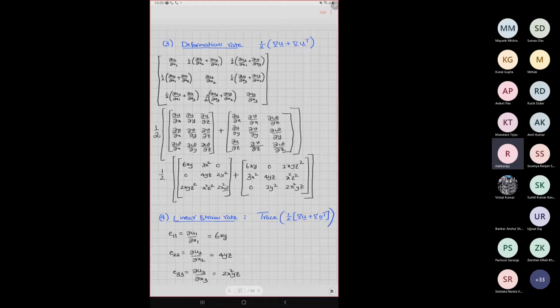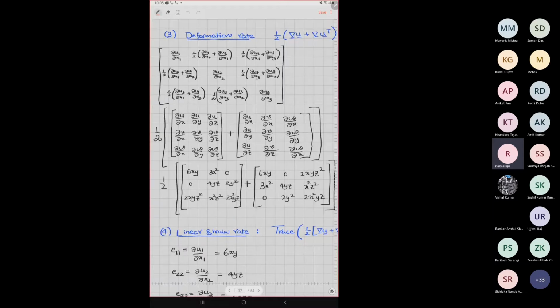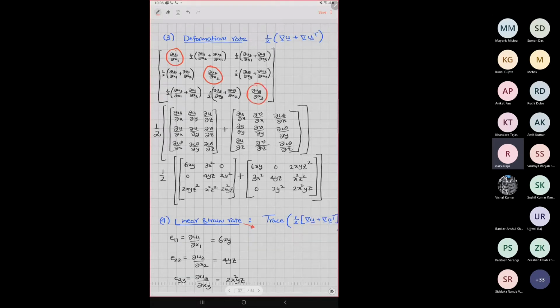If I'm going to look at the trace of these elements, it is del U1 by del X1 plus del U2 by del X2 plus del U3 by del X3. If I really look at that, that tells me the total linear deformation. The individual components I can always calculate: del U1 by del X1 plus del U2 by del X2 plus del U3 by del X3. So this is what you call the velocity gradient tensor in fluid mechanics, del U.